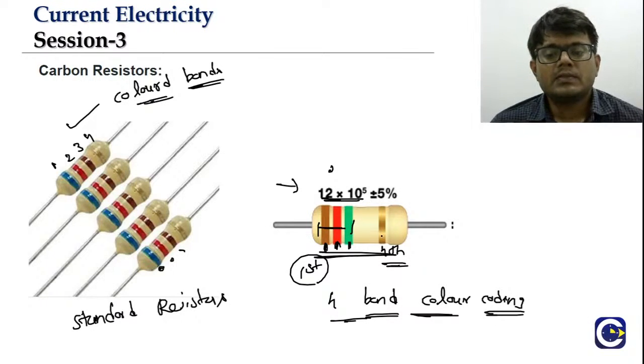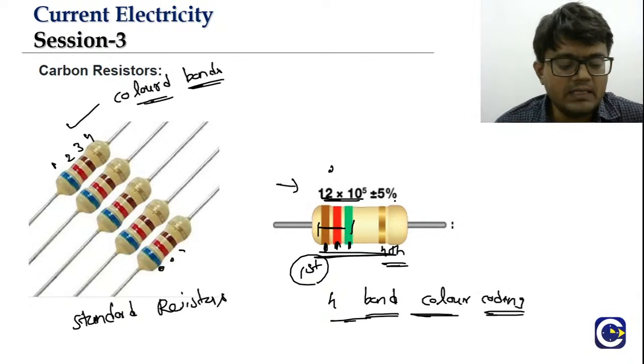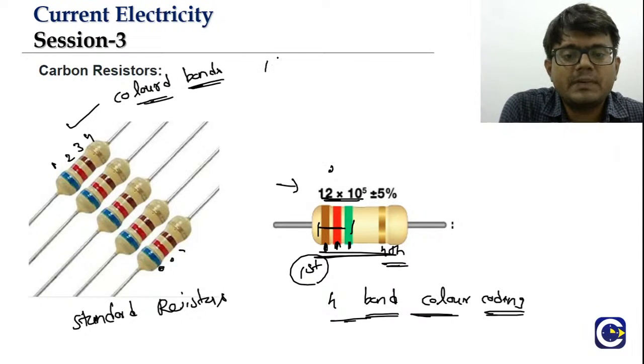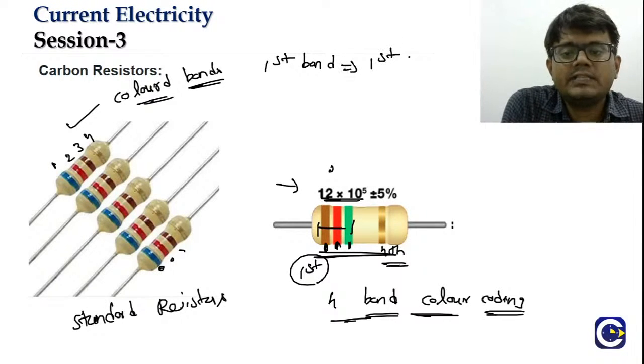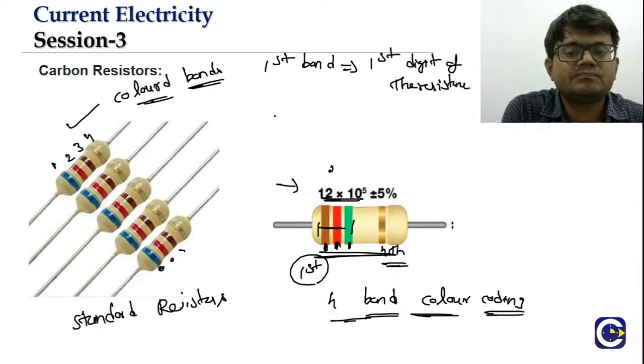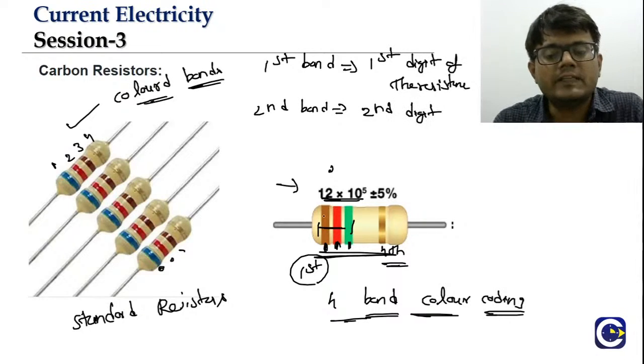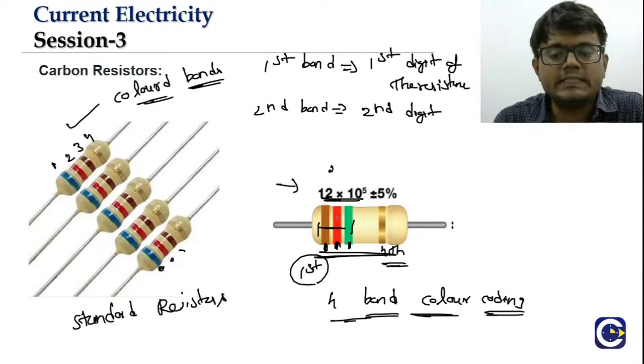Okay, so இங்க பாருங்க, each of these bands will have a significance. The first band என்ன தெரியுமா, first band is the first digit of the resistance. Second band என்ன தெரியுமா, it is the second digit. பாருங்க, first band is representing what, 1. Second band, red color, is representing what, 2.